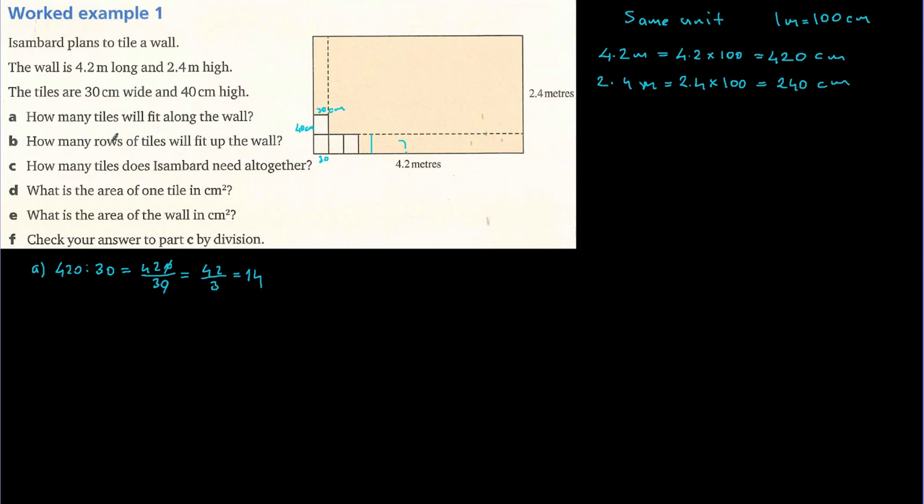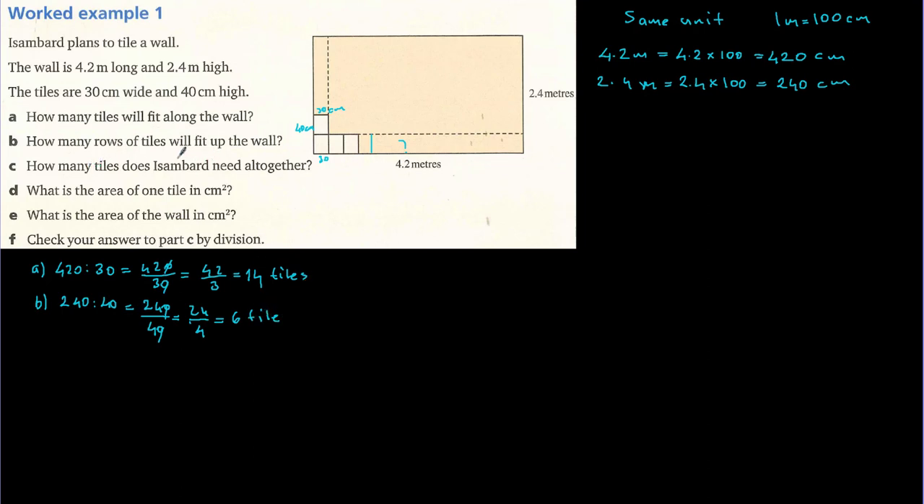Okay, how many rows of tiles will fit the wall? This time it's going upward, so we have 2.4 meters, which is 240 centimeters, divided by 40, because each tile is 40 centimeters high. 24 divided by 4 is equal to 6. So here 14 tiles along and 6 tiles up.